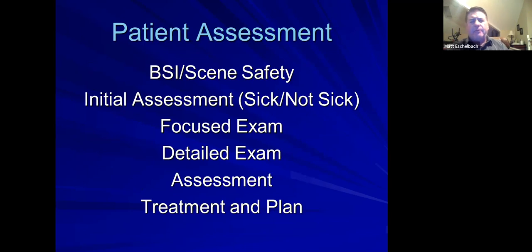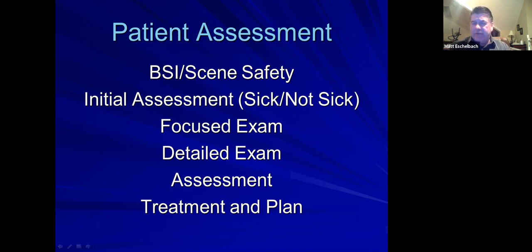So let's talk about just basic assessment of the patient. As you come onto the scene, of course, scene safety you're going to talk about, but initial assessment, are they sick or not sick? That's the fun thing about emergency medicine: we get called to an emergency, we can look at somebody in about 5 or 10 seconds and get a generalized feeling, man, this person looks really bad, or they're not so bad. So sick or not sick, we do a focused exam, A, B, C, D, E, and then we can do a detailed exam. We come up with an assessment, and then we define a treatment plan.